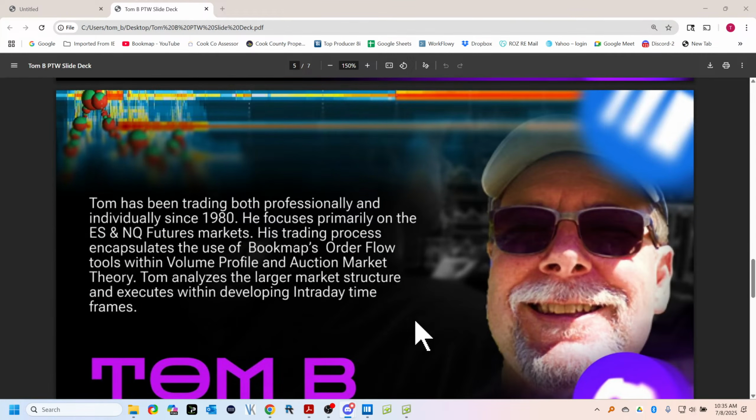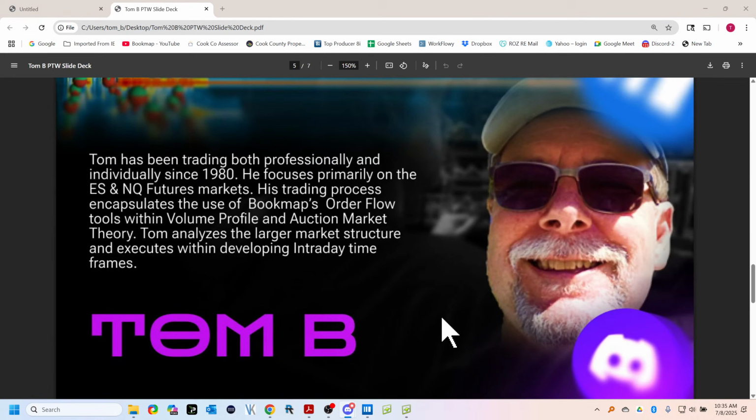A little bit about me. I've been trading professionally and individually since 1980. I focus mostly on the ES because I'm an educator, and I focus on order flow, and I use the volume profile and auction market theory. It's about structure. And when you layer pieces together, I always called Bookmap the tip of the spear.